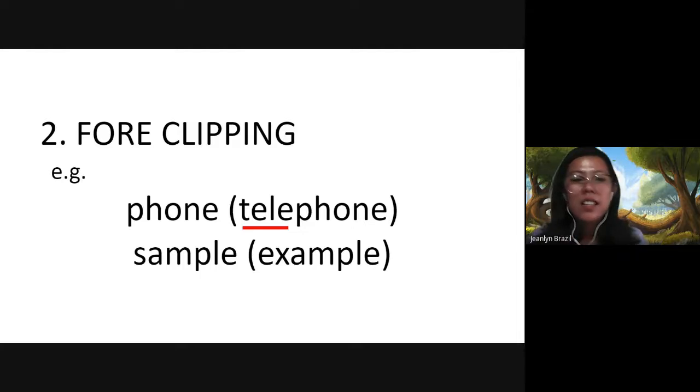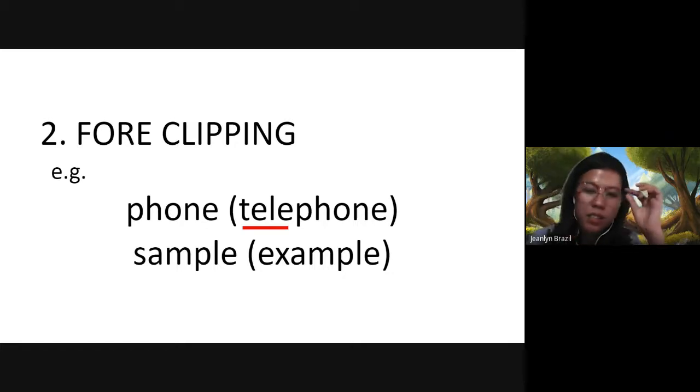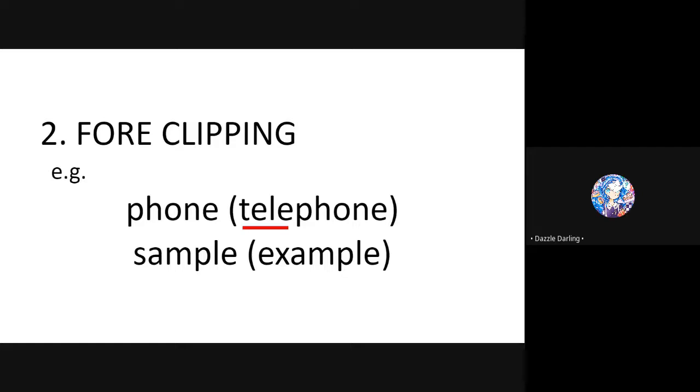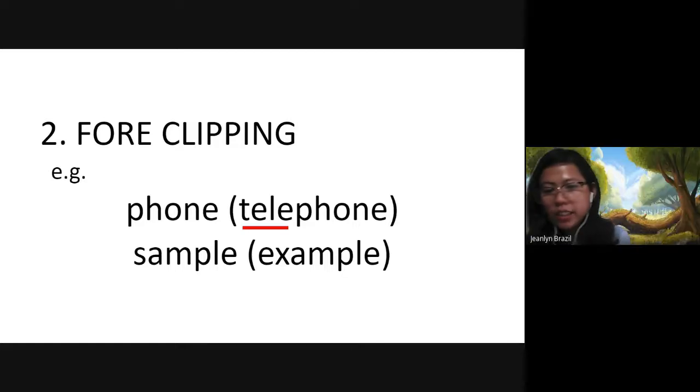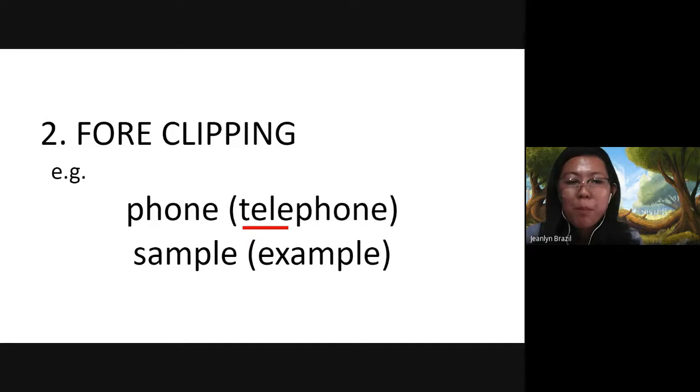Next, second word is from example, naging siyang sample. Ano naman ang inalis natin dito? Yes, Princess. Princess Floor? X. Okay, inalis mo daw yung X or yung letter E kasi ginawa na siyang sample. Ito yung example na example lang ha, hindi yung tinuturo kong example given kasi abbreviation yan. So here, example, we remove letter E to form sample. So that is for clipping.